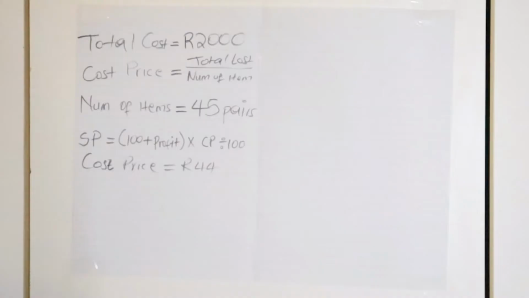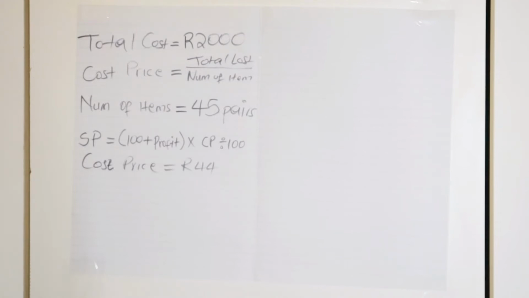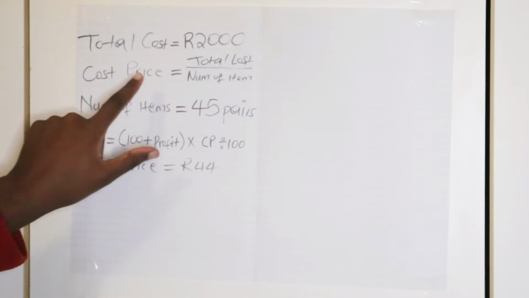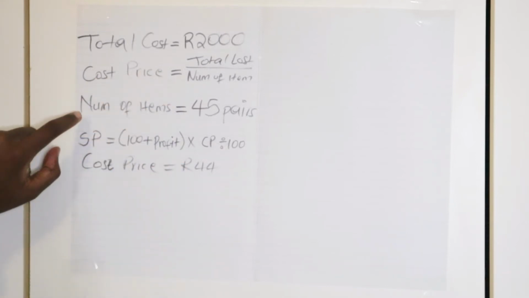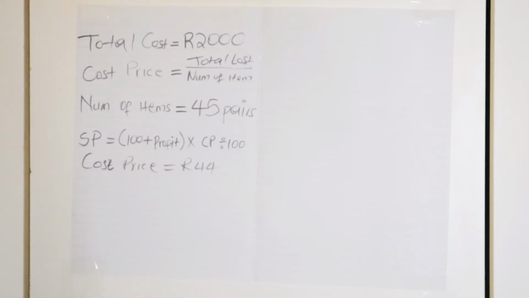Okay, so let's get to the calculations. How are we going to calculate our profits? The first thing that you need is the total cost for your whole inventory, and then you're going to need your cost price, and you're going to need the number of items that you have purchased.